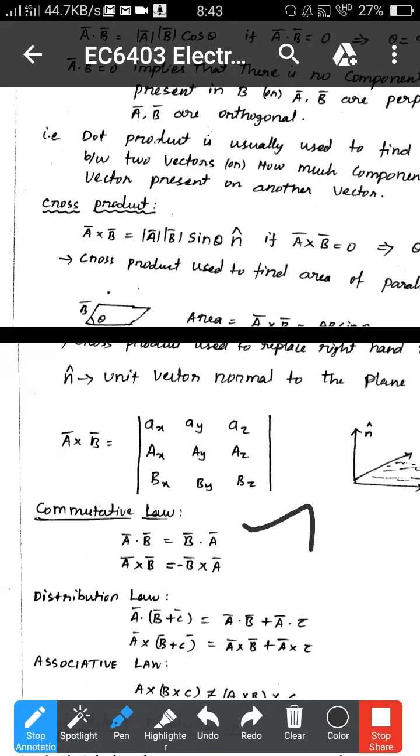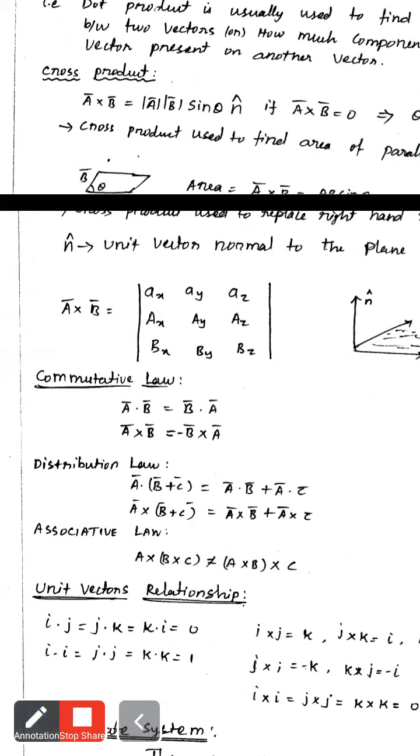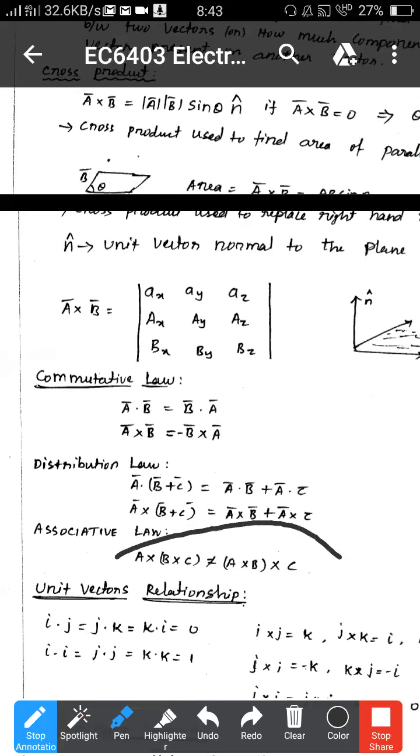Again, the dot product is commutative: A dot B is equal to B dot A. But the cross product is not commutative. That's why A cross B is equal to minus B cross A. Again, the distributive law is given, the associative law is given. Please note down, your vectors are not satisfying the associative law.